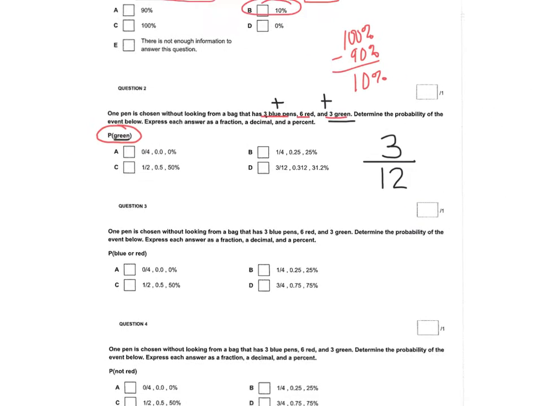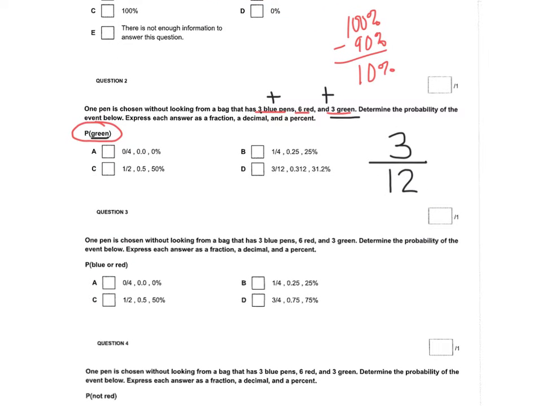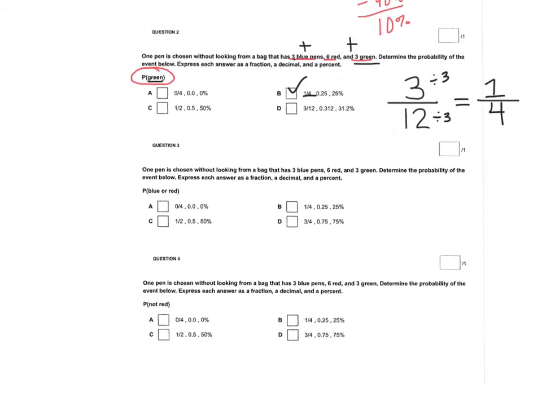So 3 out of 12, but that's not an answer choice because I haven't reduced my fraction. So I'm going to reduce my fraction. I need a number that can go into both 3 and 12. 3 will go into both, so I'll divide 3 by 3, and that gives me 1, and divide 12 by 3, and that gives me 4. Okay, and the only answer choice that has 1/4 is B.